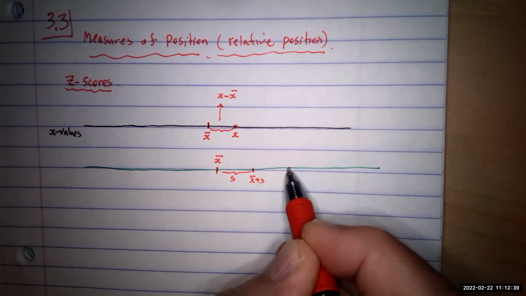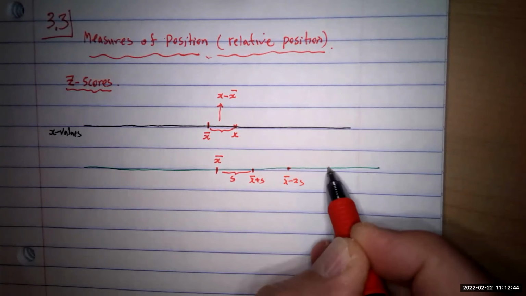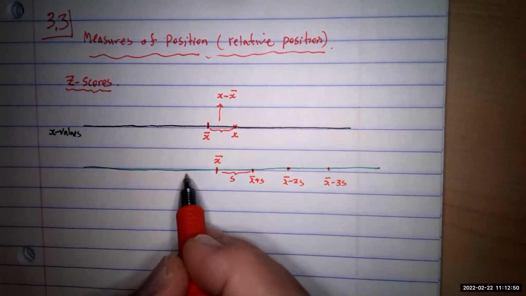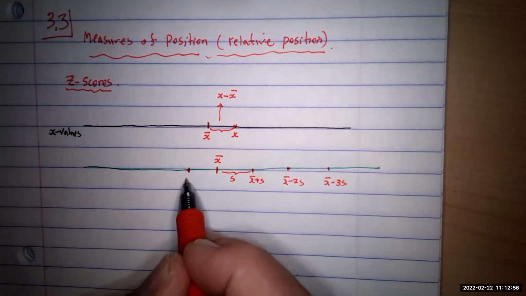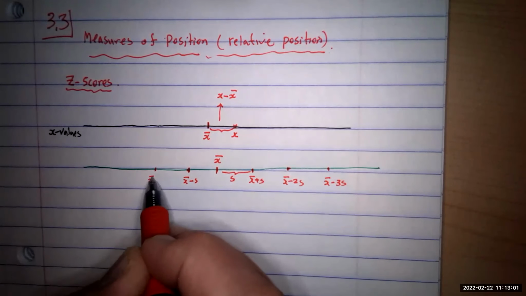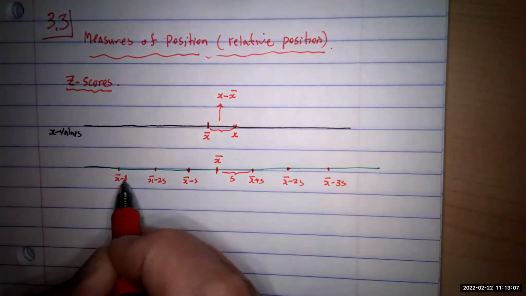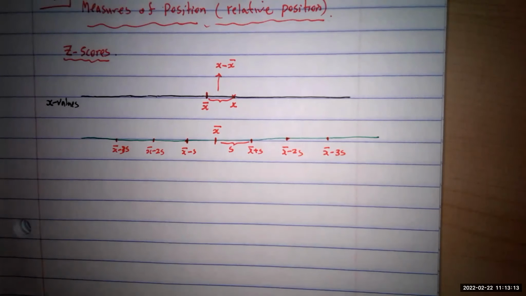So if you continue, that gives you X bar minus 2S, and that is going to be X bar minus 3S. So the unit that we use is a standard deviation. This is going to be the same thing, X bar minus S, and this is going to be X bar minus 2S, and this is going to be X bar minus 3S, if you like. This is the one that we use for the Chebyshev theorem to get these results.